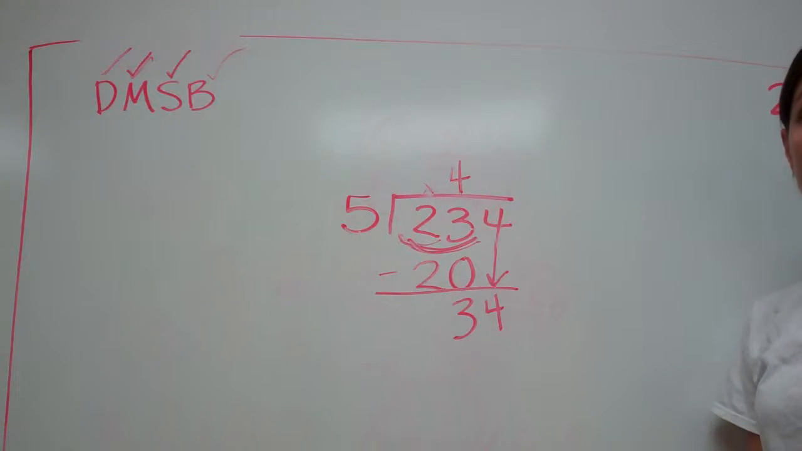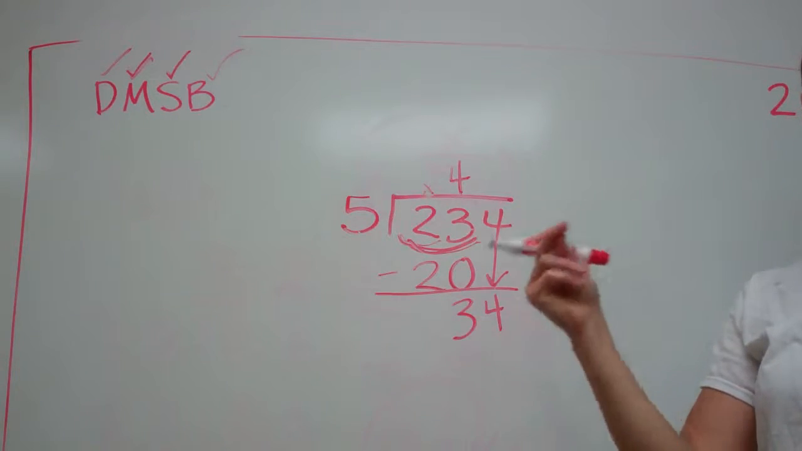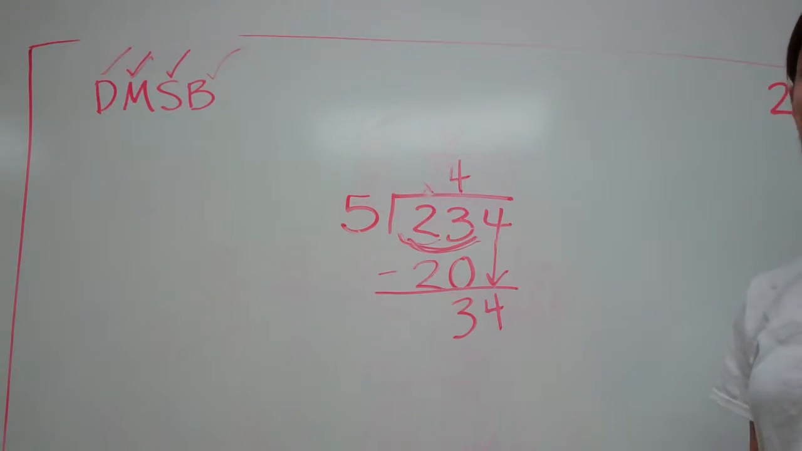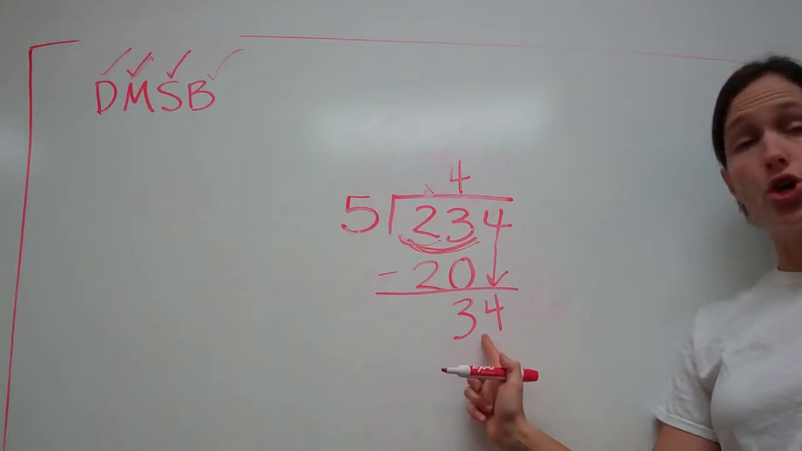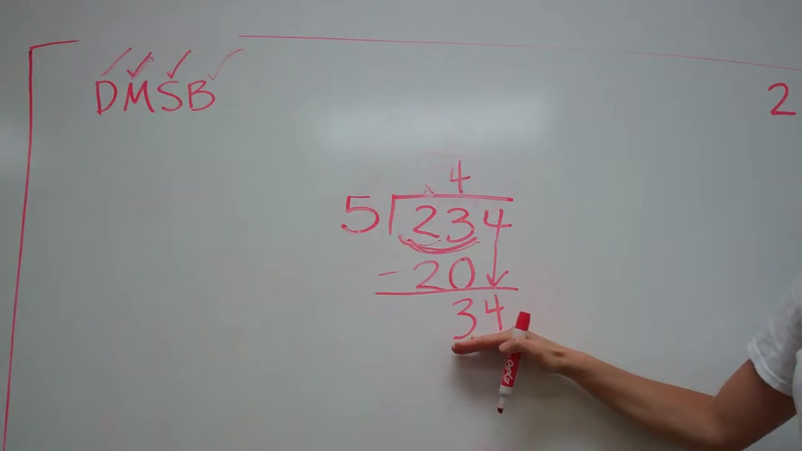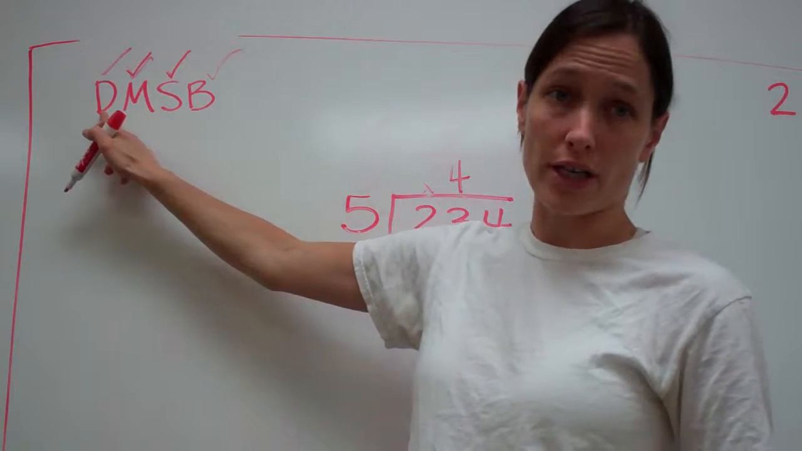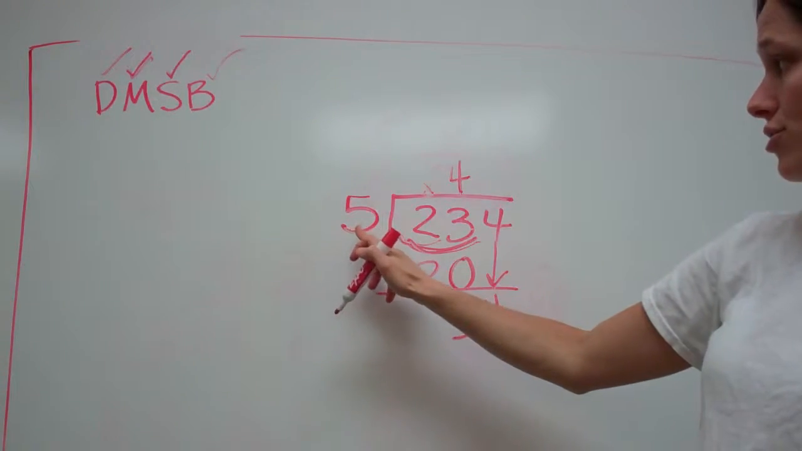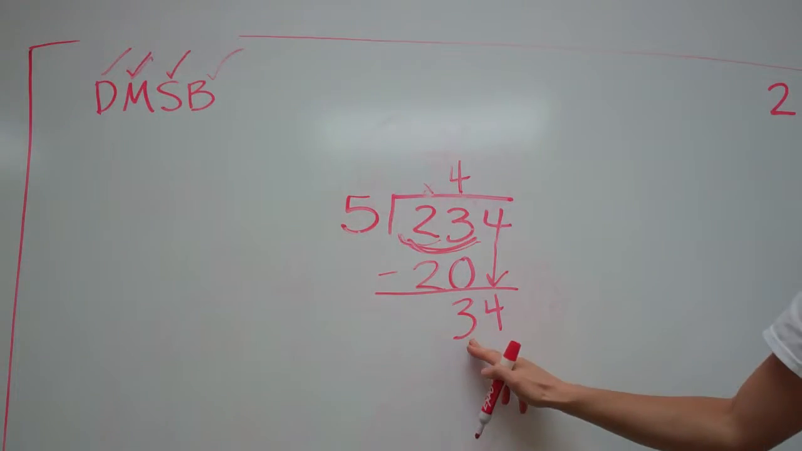You really just have to practice this. After you do like 10 of them or 20 of them, it's simple. It's really easy. Okay, now this is our new number. Once we followed all the steps, this is our new number we're going to look at to start all over again. Now you're going to ask yourself, how many times will 5 go into this number?